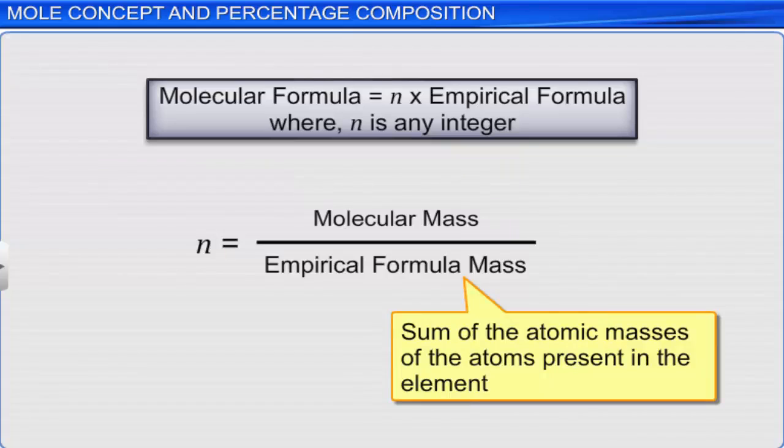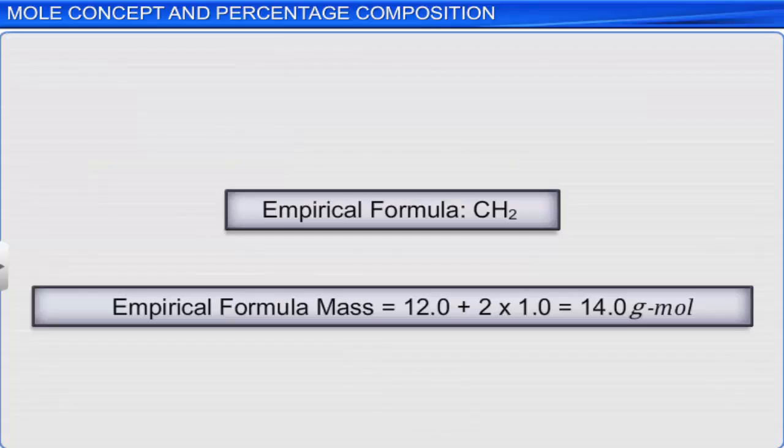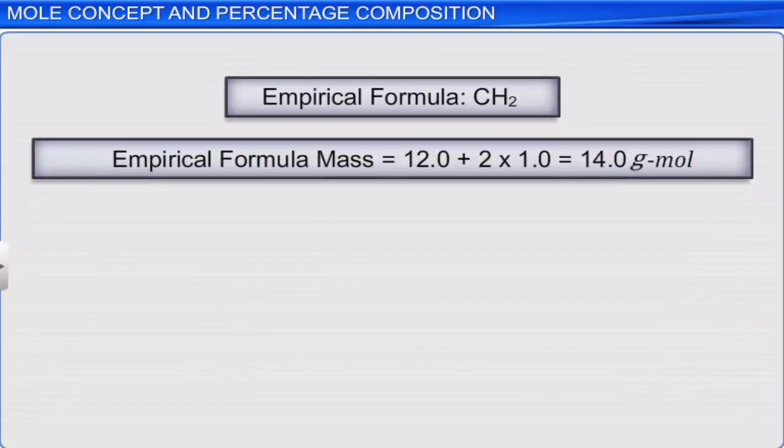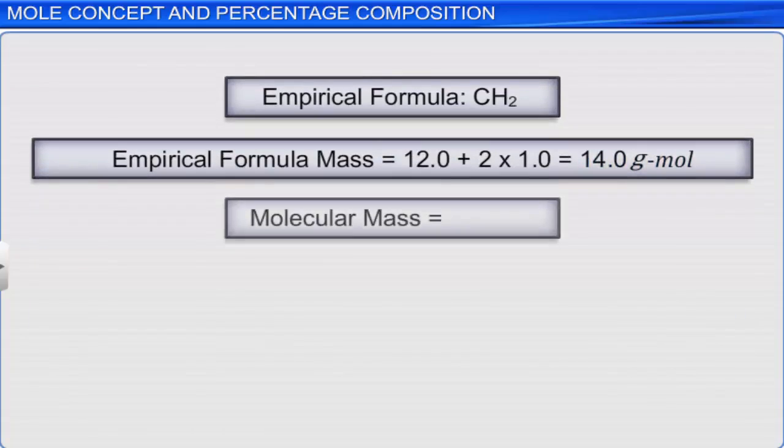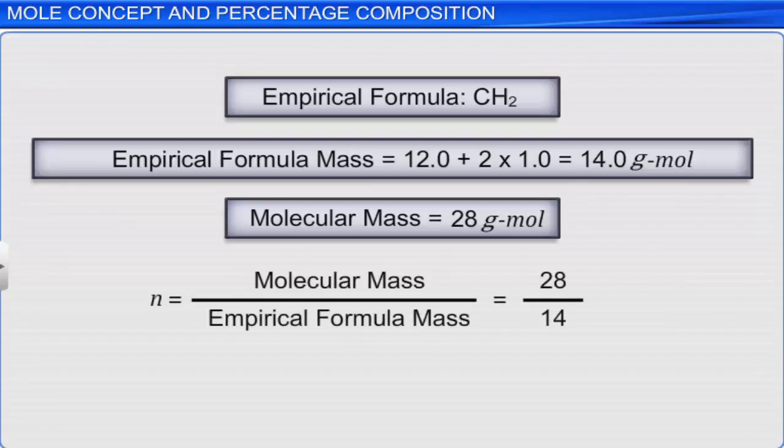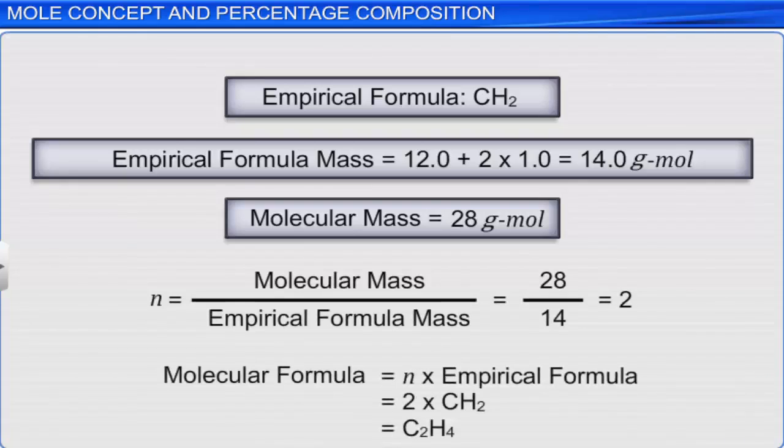Let's say we have a compound CH2. The empirical formula mass of the compound will be the sum of the atomic masses of 1 carbon atom and 2 hydrogen atoms, which is 14 gram per mole. Now, let's say that we know the molecular mass of the compound is 28 gram per mole. Thus, 28 divided by 14 gives us 2. Then, we multiply the empirical formula by 2 and get C2H4.